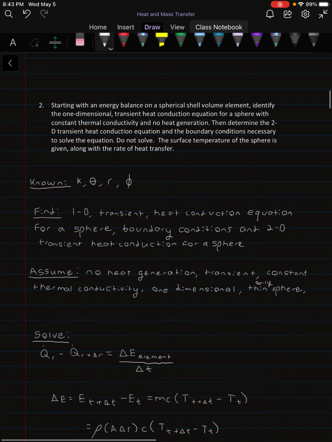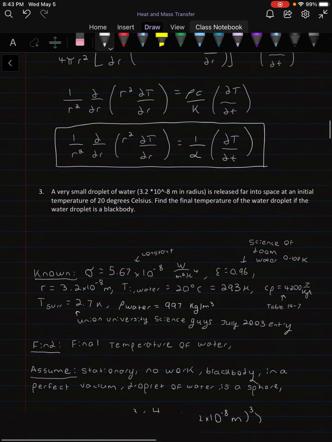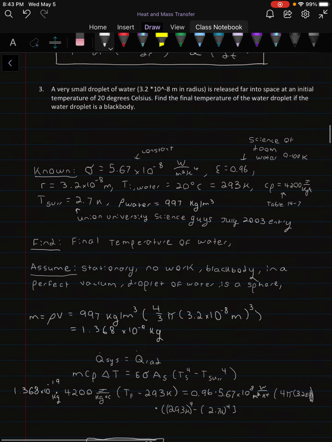So for this next portion, we have an energy balance on a spherical volume shell element. We're going to skip this because it was given 100% in the last project.